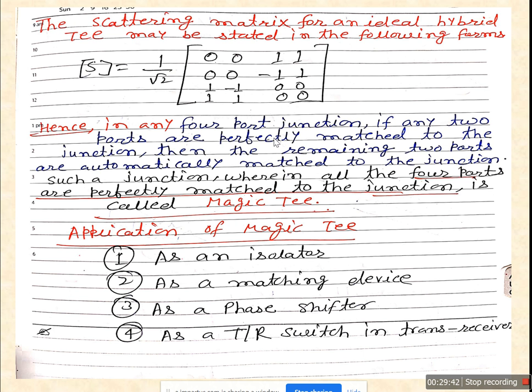Hence, in any four port junction, if any two ports are perfectly matched to the junction, then the remaining two ports are automatically matched. Here we suppose ports 1 and 2 are perfectly matched, then 3 and 4 automatically become matched. Such a junction where all four ports are perfectly matched is called a magic tee. Applications: as an isolator, as a matching device, as a phase shifter, and it is also used in a circulator.